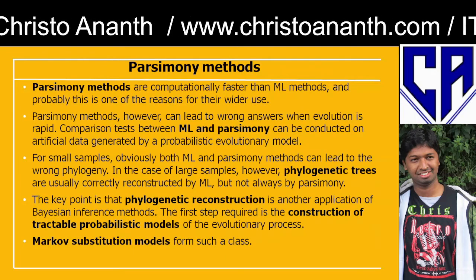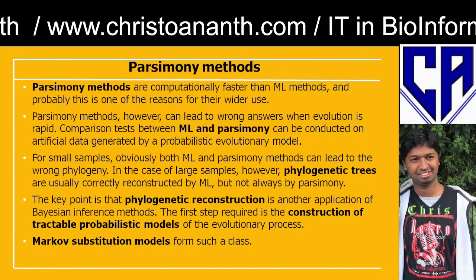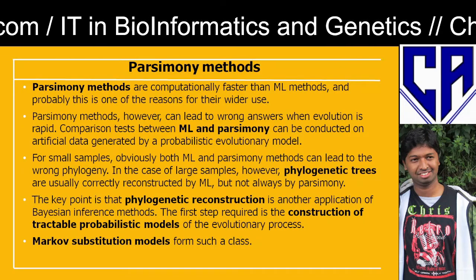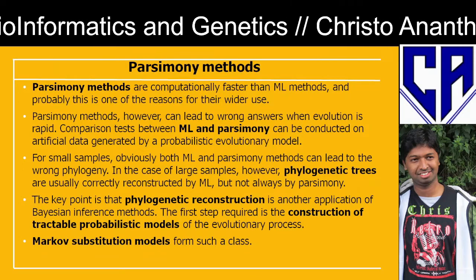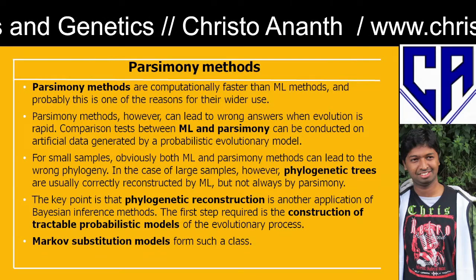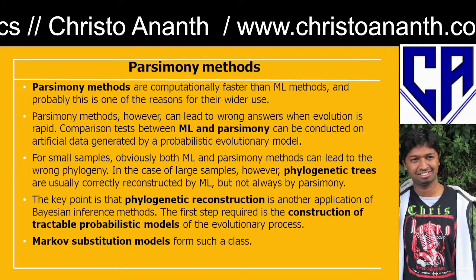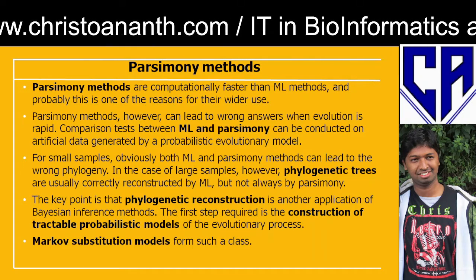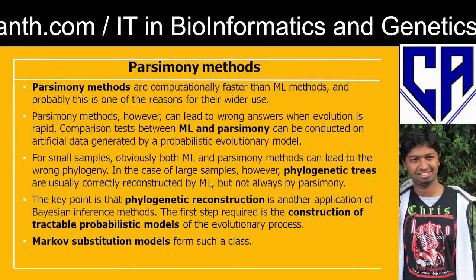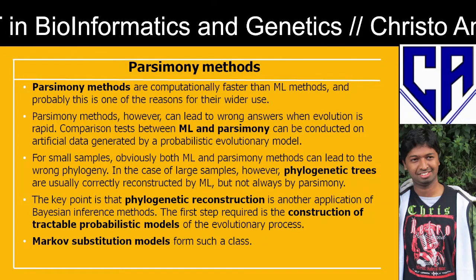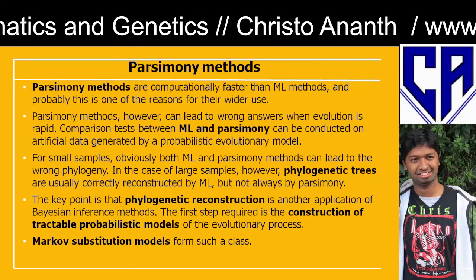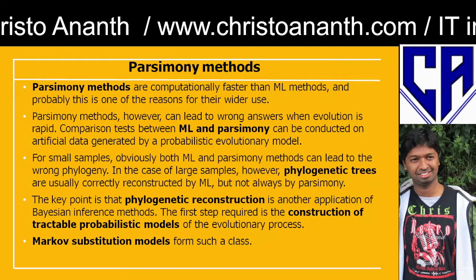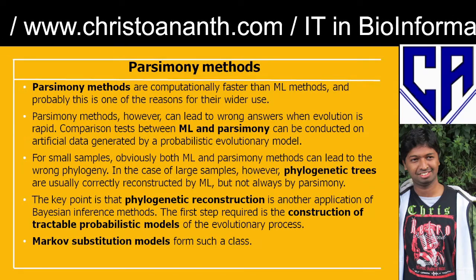As I told you, for parsimony methods we have both weighted as well as unweighted methods. Parsimony methods, when you compare them with the machine learning methods, are much faster, and that is the reason parsimony methods are widely in use. If you compare machine learning methods with parsimony methods on artificial data generated by the probabilistic evolutionary model, parsimony methods are faster and widely used.